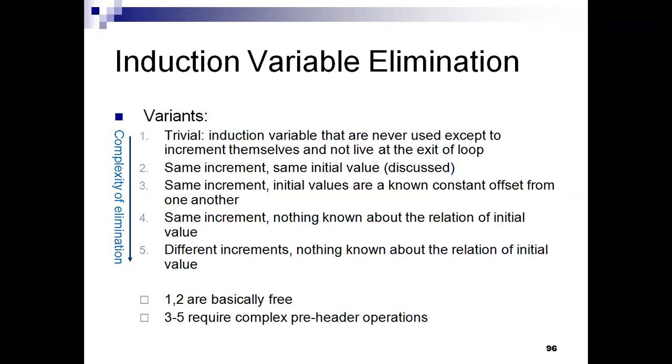If it is the same increment and the initial values are known constants, that means offset from one another. If it is the same increment, nothing is known about the relation of the initial values. If it is different increments, nothing is known about the relation of the initial values. And cases 1 and 2 are basically free, while 3 and 5 require complex pre-header operations. If I want to implement 3 and 5, I need complex pre-header operations. But in 1 and 2, those two are basically free.